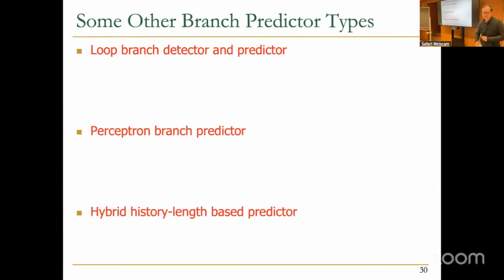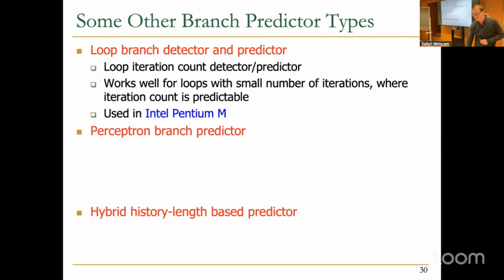Okay, so I'm going to talk about some other branch predictor types that are employed in existing processors. We talked about loops. I'll go through this relatively quickly, but you can detect loops. If the loop iteration count is predictable, you can predict that iteration count and filter those loop branches out. This works well for loops with especially small number of iterations where the iteration count is predictable. And Intel Pentium M was one of the first processors that employed it.